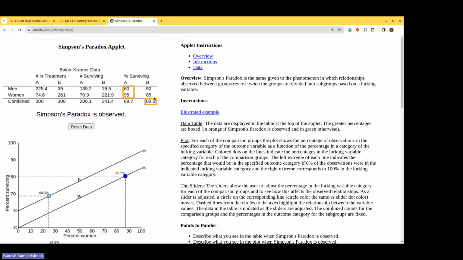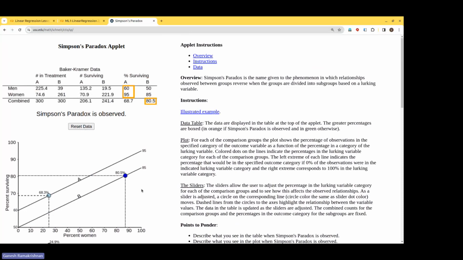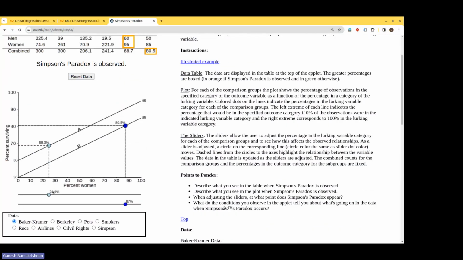To understand the paradox: as per individual men and women analysis, A seems to be better. Combine them, and B is better. I'll explain this in a little more detail. Now you can do the following. I can go and change the slider.